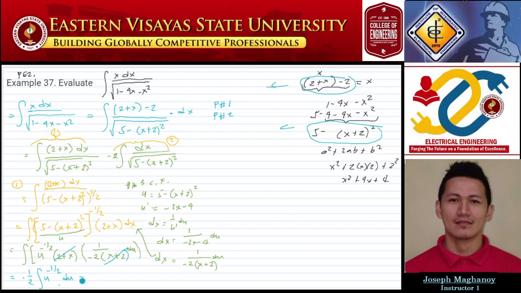using our power formula. We lack space already, and it's still lengthy to show, so maybe we can continue on the next page. First, we'll focus on our first part here. So the remaining is negative 1/2 integral of u raised to negative 1/2 du. So we apply our power formula.